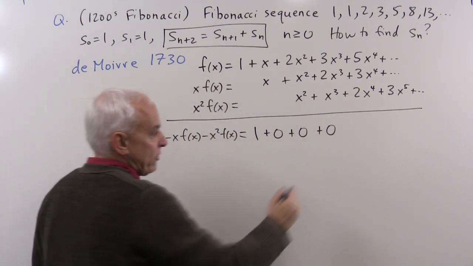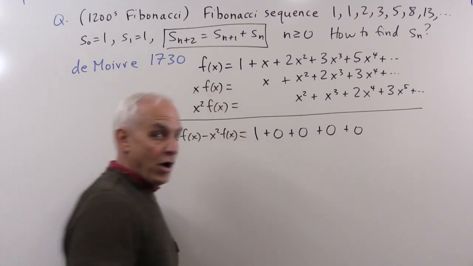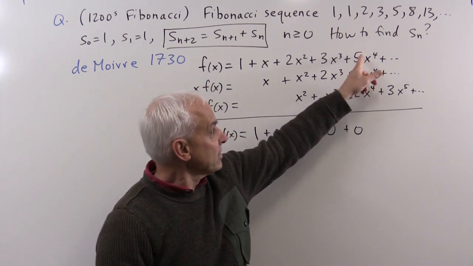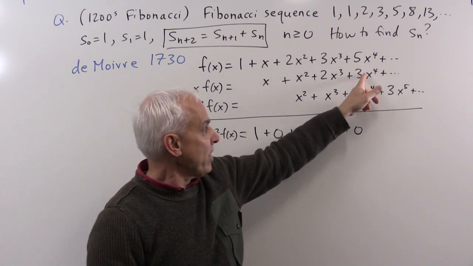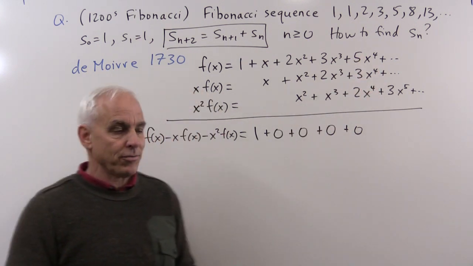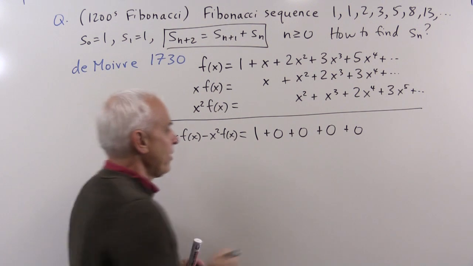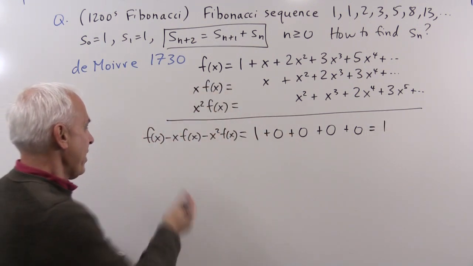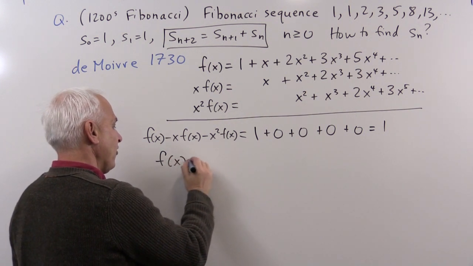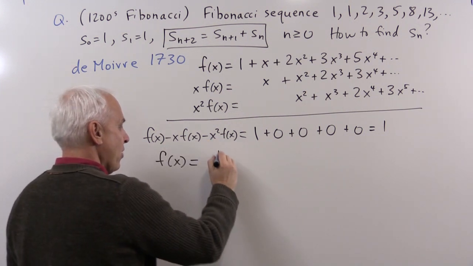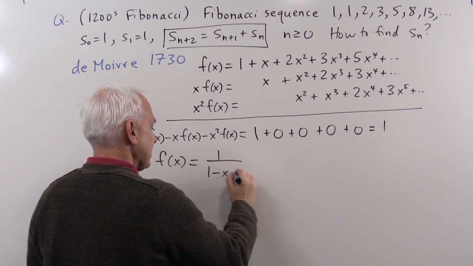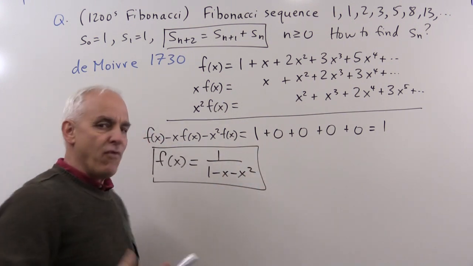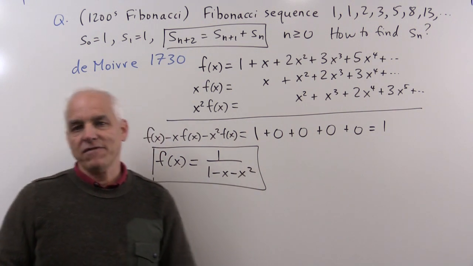And in fact, this pattern of zeros will continue because of the recursive aspect of things. We know that the coefficient here is a sum of the previous two, so if we subtract the two below it, we're going to get 0. So the result of doing this arithmetic is just a 1 over there. And then when we rewrite this by taking the common factor out, we get 1 over 1 minus x minus x squared, which is an explicit rational form for this generating function.